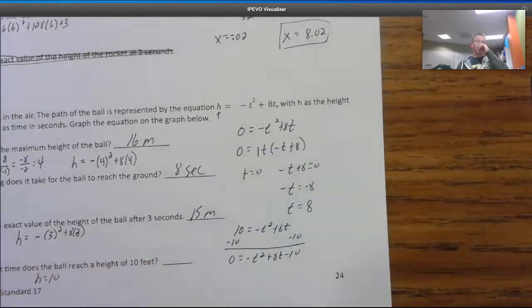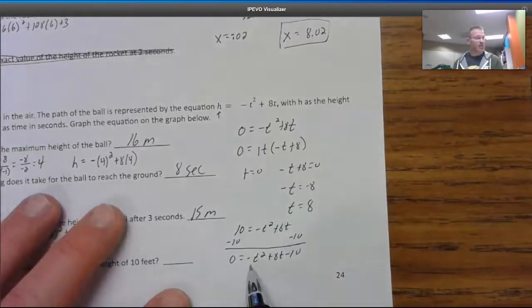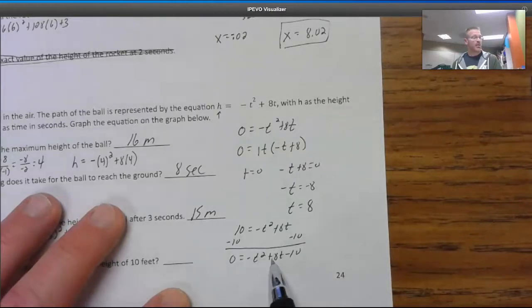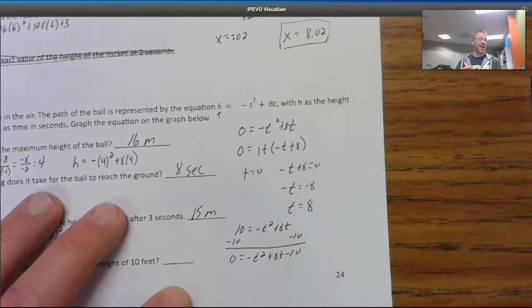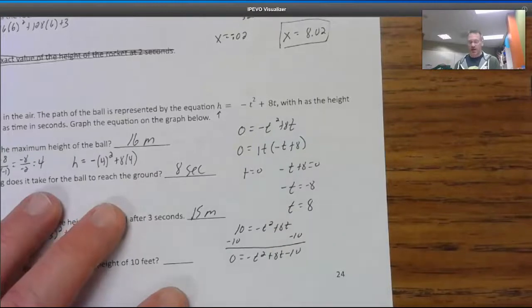Now you might be tempted to factor this. You can go through these combinations pretty quick, and I'm going to go ahead and tell you there's not a combination to get to +10 that adds to be 8, because I have 1 and 10 and I have 2 and 5. So I can get to 7 or 11, but I can't get to 8. So what this means is we have to use the quadratic formula.